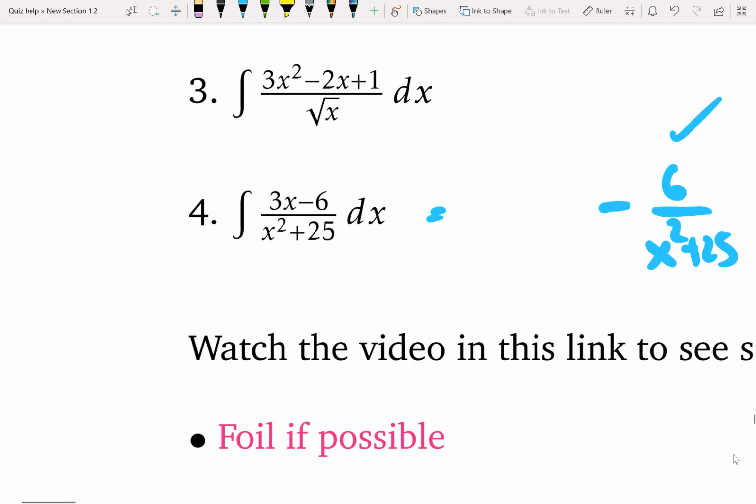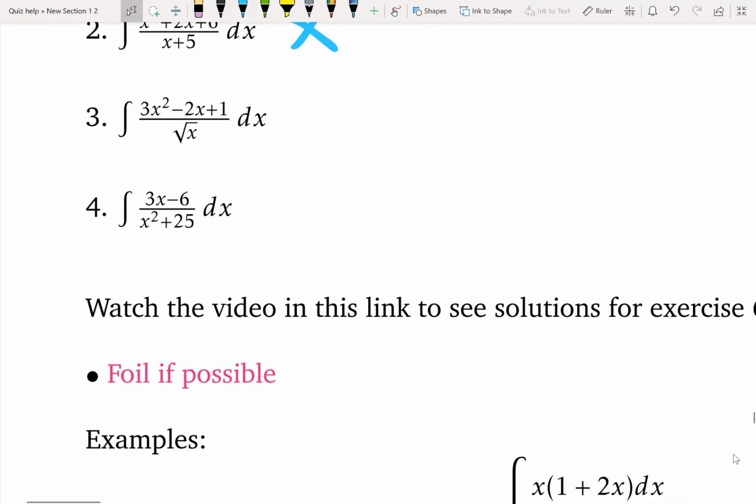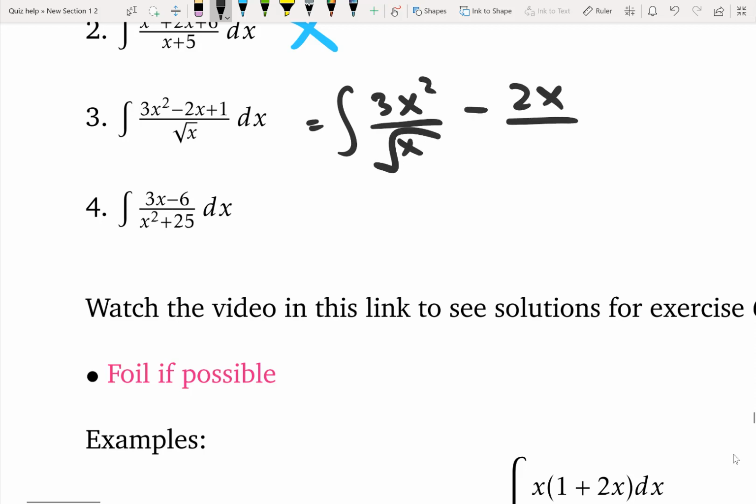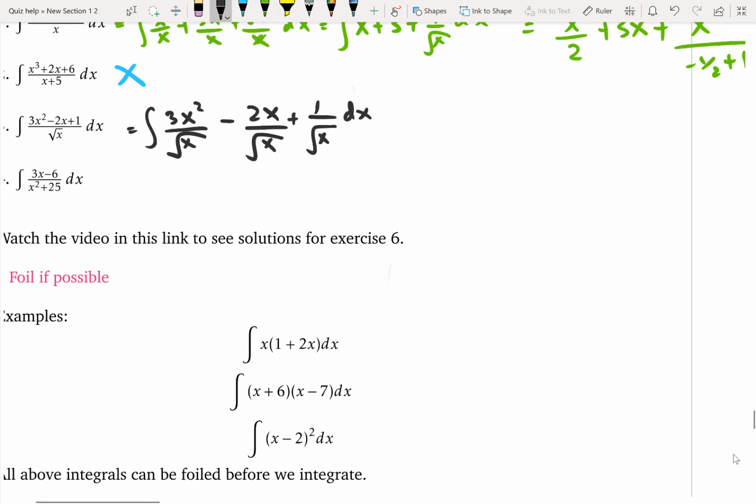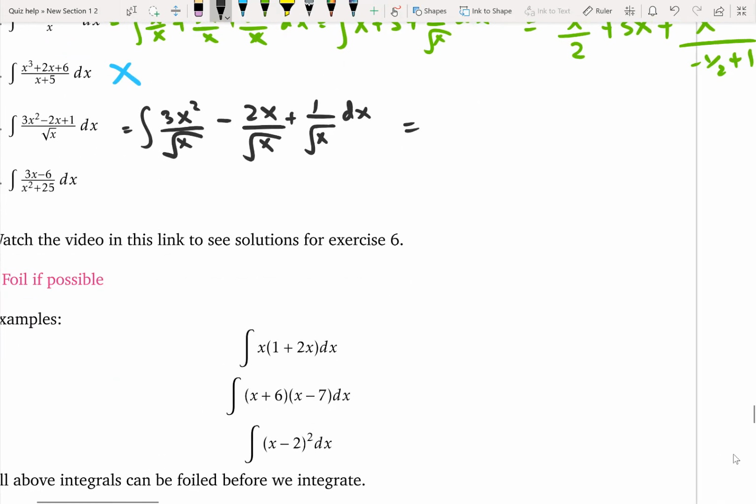Now let's look at question 3. So we have 3x square, and let's divide each term by square root of x. So then you have to integrate 3x square over square root of x. This requires a little bit of work. Let's write the square root of x as the power of half because it will help us. 3x square over x to the half minus 2x over square root of x.